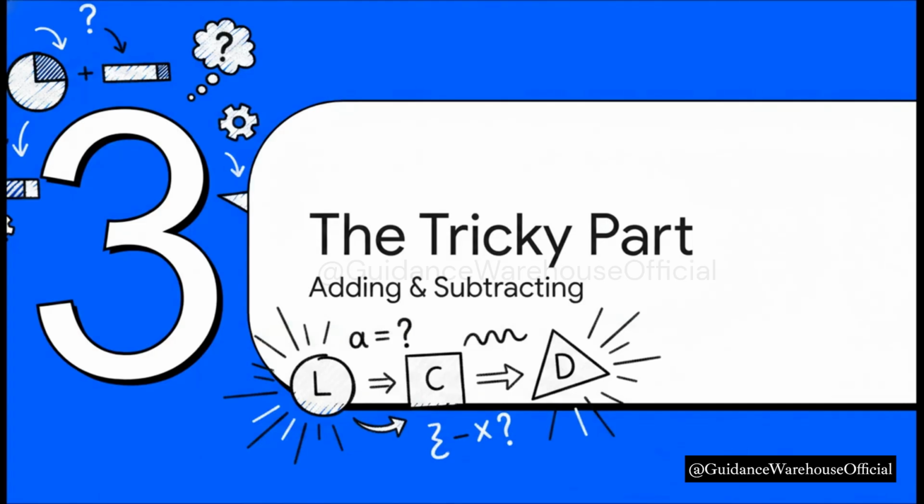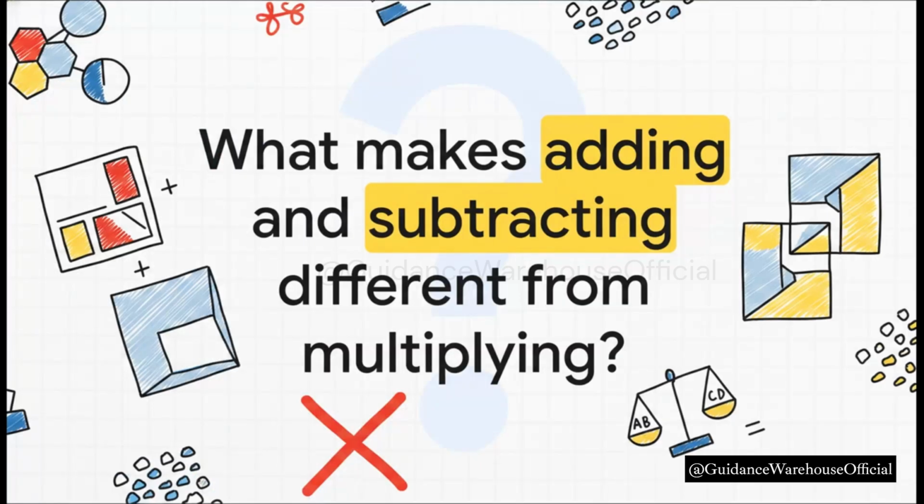Okay, deep breath. We're now heading into what most people find to be the trickiest part of all this, adding and subtracting. But there's a key that unlocks it. And that key is understanding something called the least common denominator, or LCD. So what's the deal? Why is this so different? Why can't we just add the tops and add the bottoms like we did when we were multiplying?